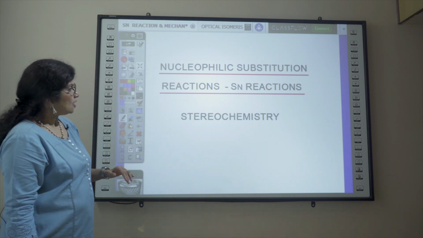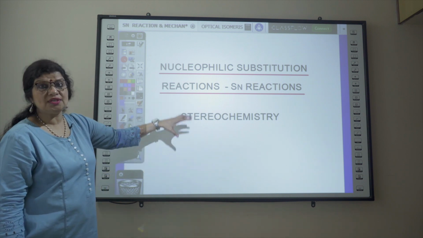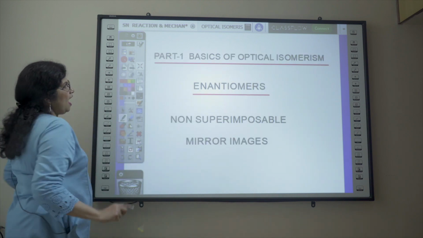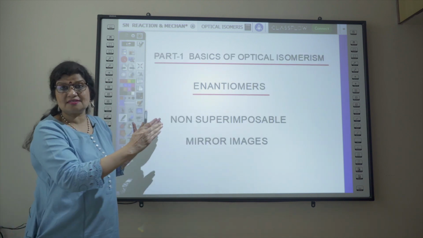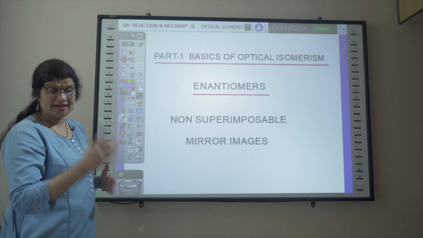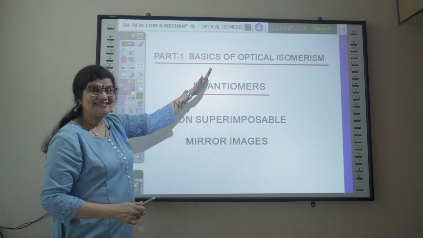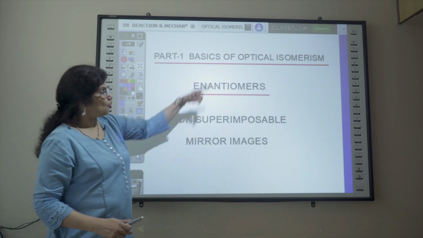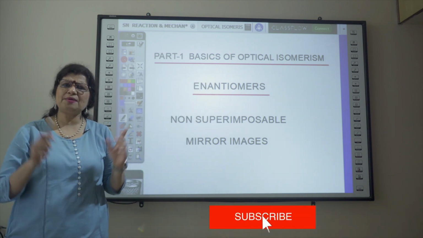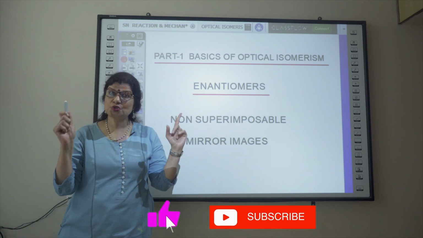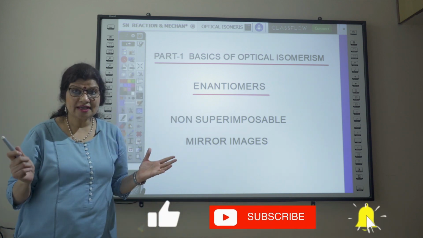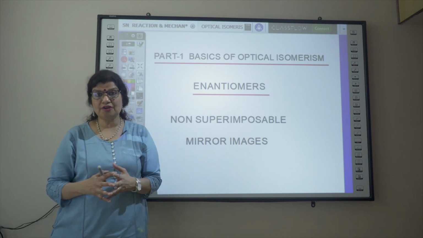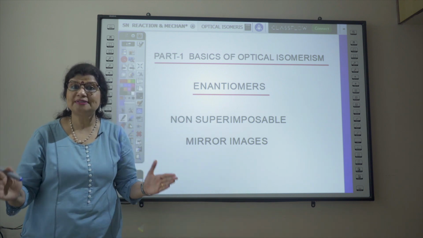Before we get into the stereochemistry of SN reactions, I have classified this discussion into two parts, wherein part 1 is the basics of optical isomerism. Before I go to optical isomerism, let me make you recollect about isomerism. You have learned in class 11 that isomers are compounds with the same molecular formula but different properties.